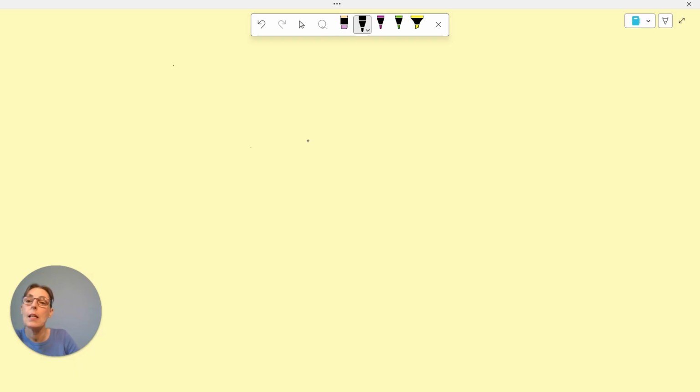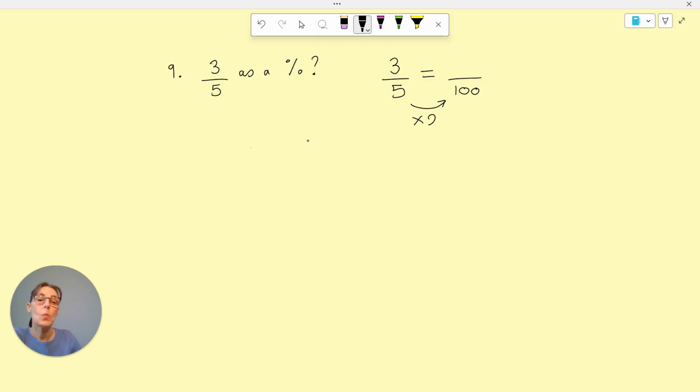3/5 as a percentage. So we've got 3/5 and we need to make the denominator 100. So 5 multiplied by 20 is 100 and 3 multiplied by 20 is 60. And 60 hundredths is the same as saying 60%.